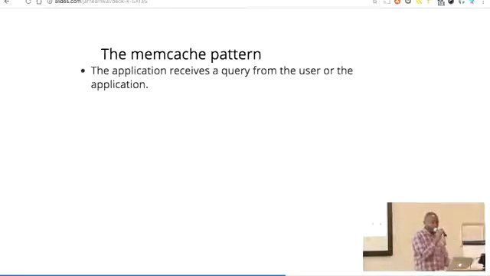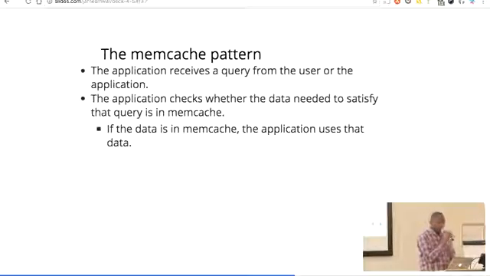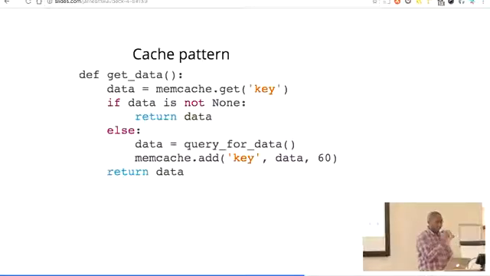So generally, the cache pattern, as we all know, is that the first thing that happens is an application will receive a query from a user. And then the application is going to check whether that data is available or whether it needs to query that data from the database. If the data is in the Memcache, you return that data to the user without having to hit the DB. And if the data is not in the Memcache, you obviously have to query it from the database, store it, and then you return to the user, and then you store the results in the Memcache for future requests. So that is basically the cache pattern.